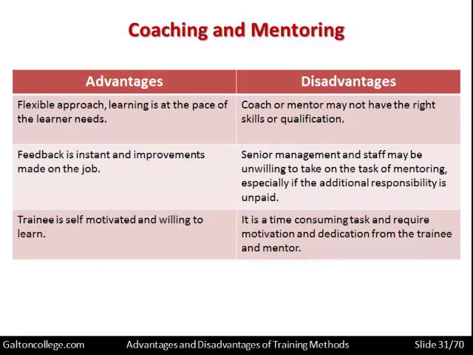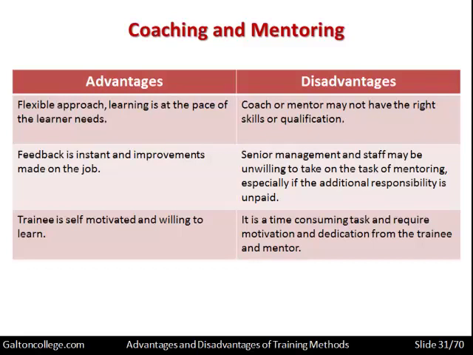Trainee is self-motivated and willing to learn. Generally speaking, in the mentoring situation, the trainee is self-motivated and willing to learn. The trainee is trying to learn the procedures, the tasks, the operations, and generally speaking, they're motivated and willing to learn. It is a time-consuming task and requires motivation and dedication from the trainee and the mentor. So both the trainee and the mentor should be enthusiastic about what's happening. So these are some of the advantages and disadvantages of coaching and mentoring.